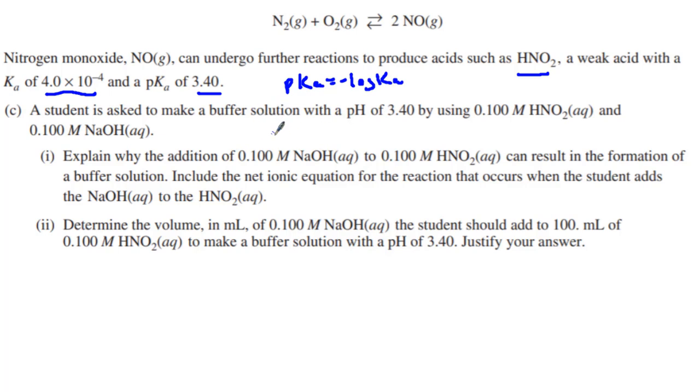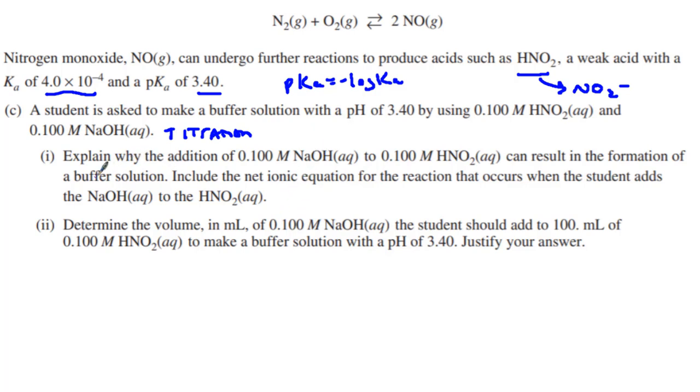It says a student is asked to make a buffer solution. How do I know what a buffer solution is? It's a weak acid with its conjugate base. So the HNO2 with some NO2 minus. And it says we're going to make a buffer solution of pH 3.40 using this 0.100 molar HNO2 and the sodium hydroxide. There is another way to make a buffer, and that is using a titration.